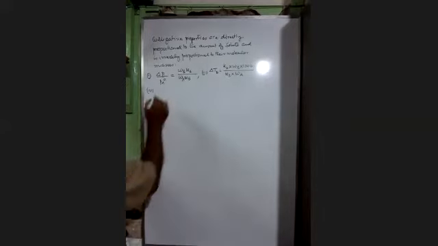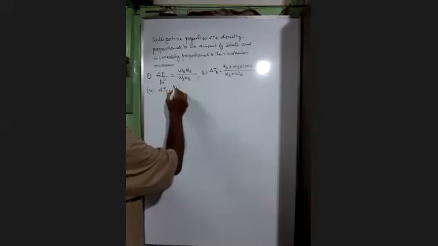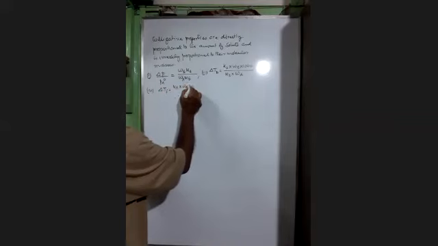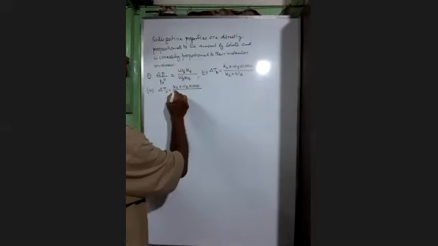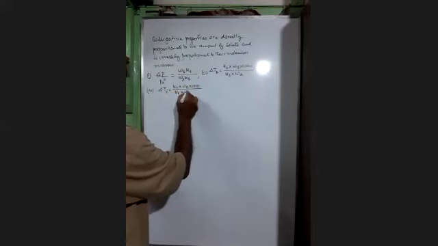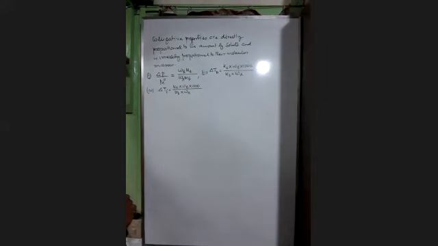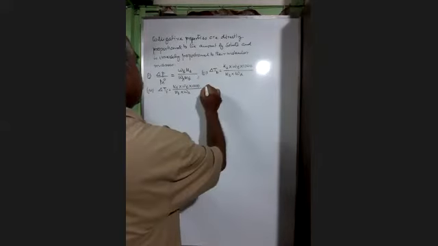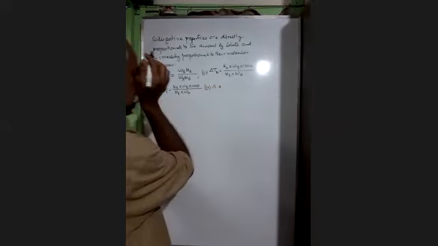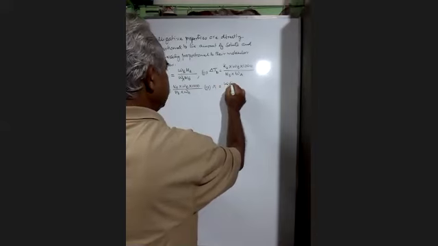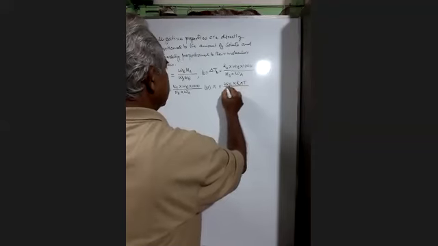Okay. Now, depression in freezing point. Delta TF is equal to KF WB 1000 divided by MB W. Second, see here. This is directly proportional. Inverse. And osmotic pressure. Pi is equal to what? WB R into T divided by MB V.